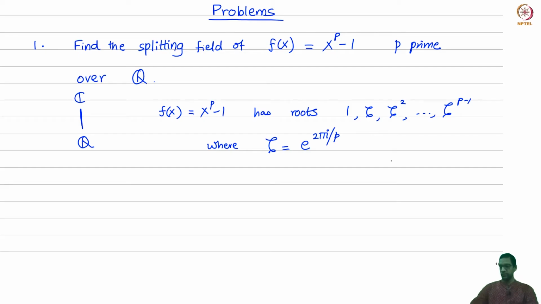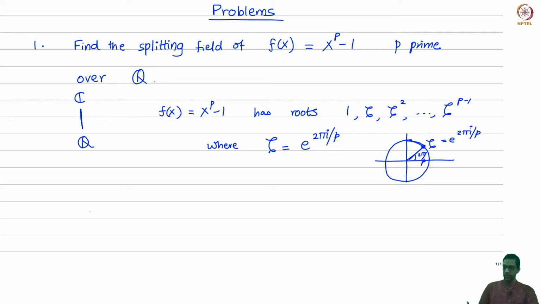If you think in terms of the complex plane, this is on the unit circle, and look at this angle here, which is 2 pi divided by p. So you are dividing the circle into p equal sectors, and this number here on the unit circle in the complex plane is what we would call zeta. It's e to the 2 pi i over p.